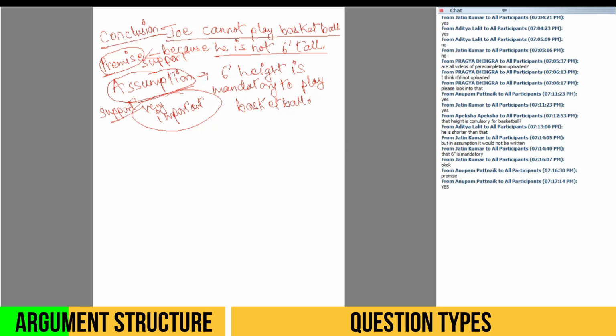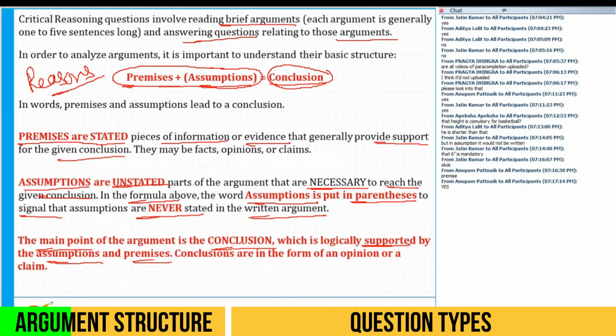So both of them, premise and assumptions, they are reasons. Only thing is one is stated and the other one is not stated. Because assumptions are not stated, that is why they will always ask you questions on assumptions. They want to know whether you understand what is that crucial thing which is going to support the conclusion. Okay, this should be absolutely clear to everyone. Conclusions are based on reasons. Those reasons can be stated or unstated. Stated reasons are premises, and unstated reasons are assumptions. Remember this.